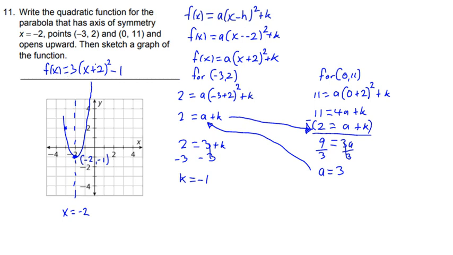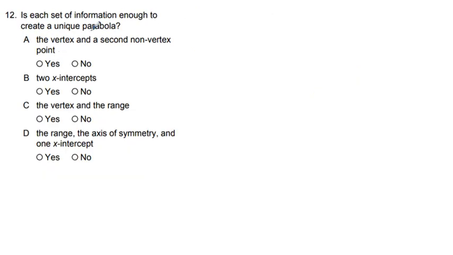Next, problem 12. Is each set of information enough to create a unique parabola? The vertex and a second non-vertex point. Yeah, that's the one we've been talking about. We've done this several times in this test so far. We can demonstrate what they are. Problem 8 might be the best example.